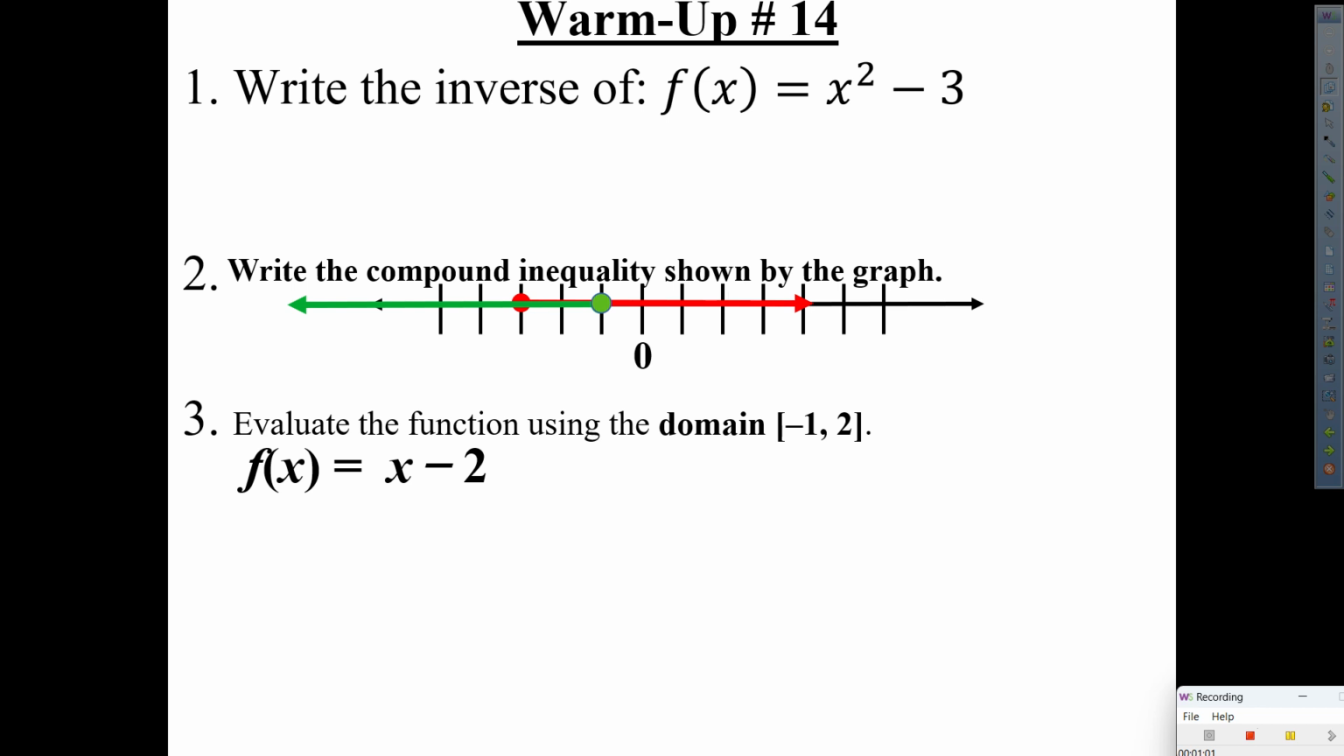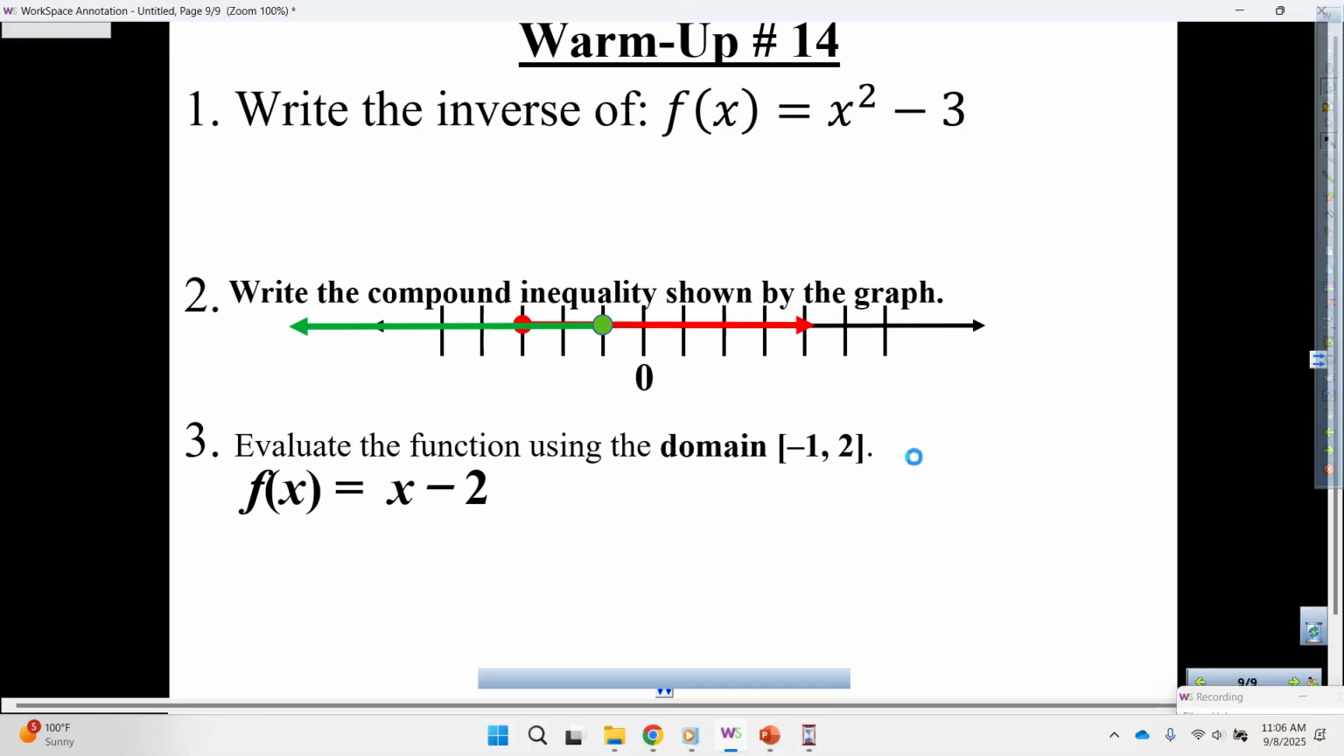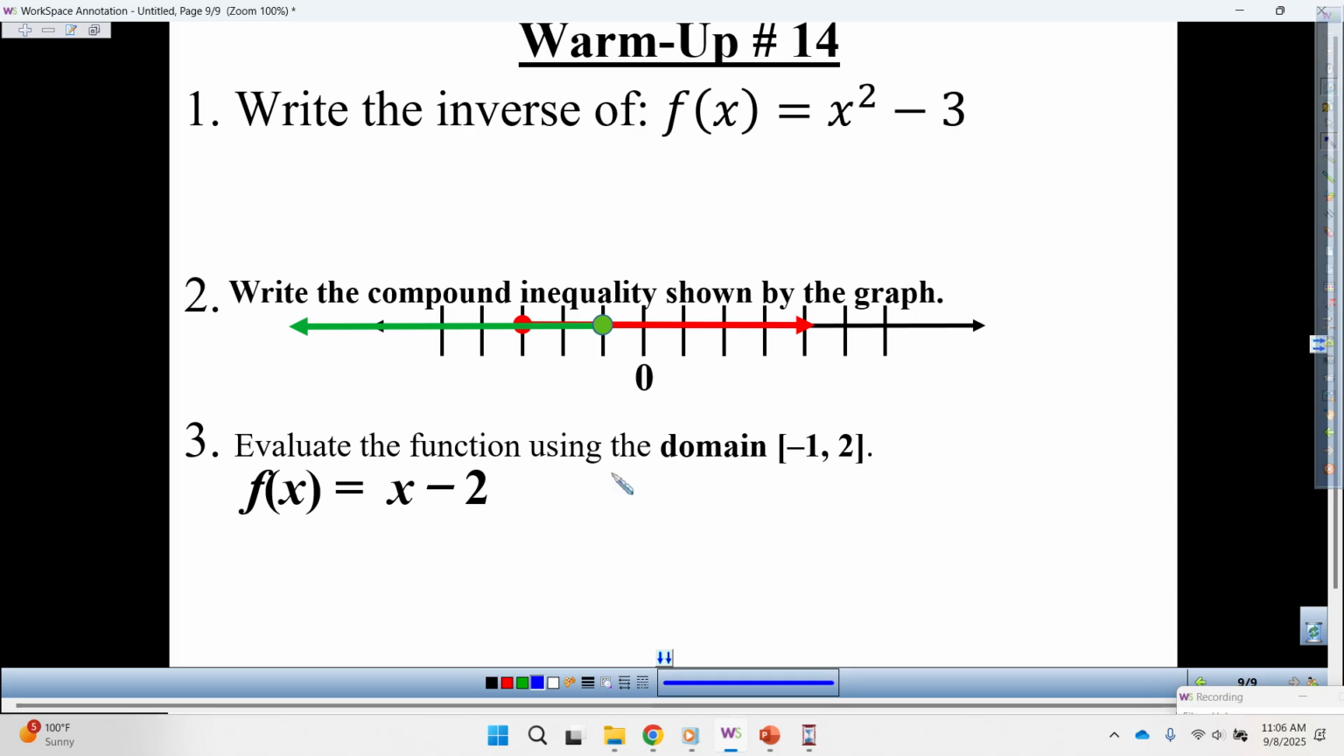All right, here we go. Write the inverse of f of x equals x squared minus 3. And just a reminder, this is being recorded. If it was a regular day, I would ask maybe Julian to get us started. But since it's Monday, I get started. So we change that to y equals x squared minus 3. From there, we solve for x. So I add 3 to each side. That leaves us with y plus 3 equals x squared.